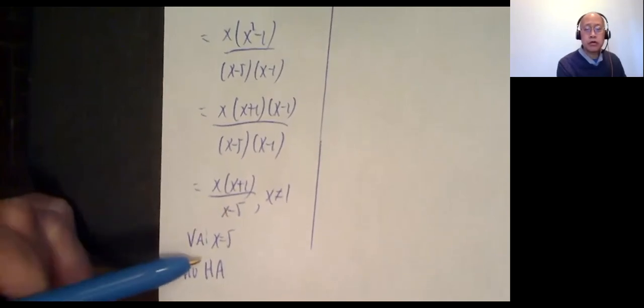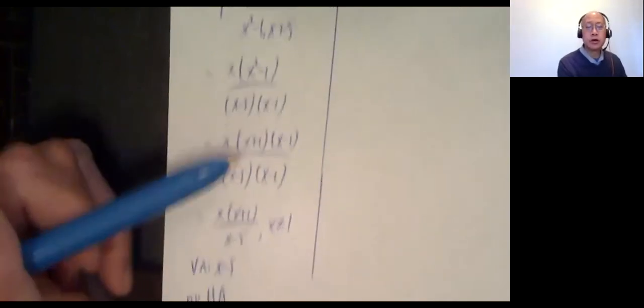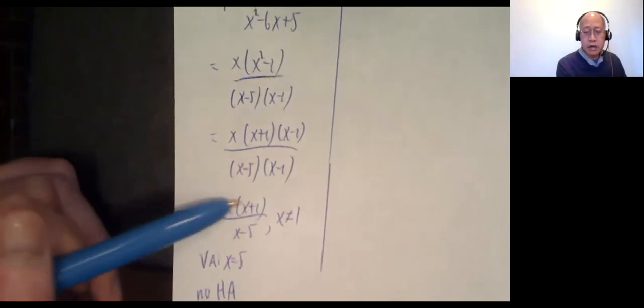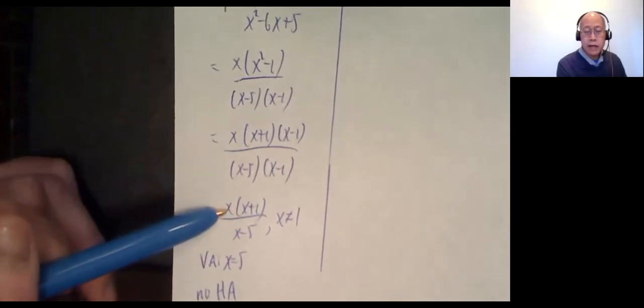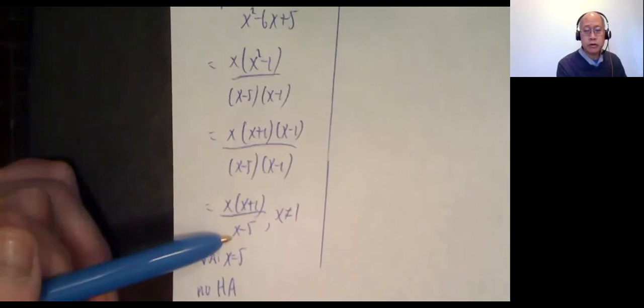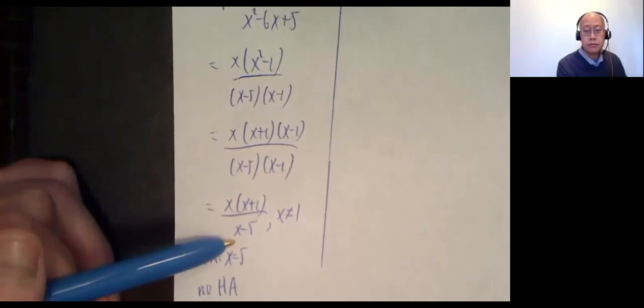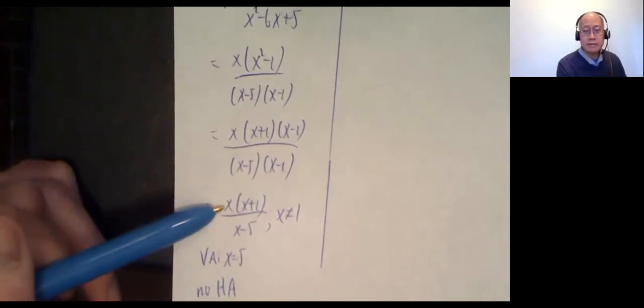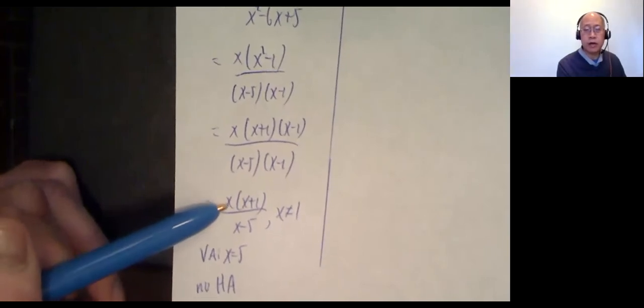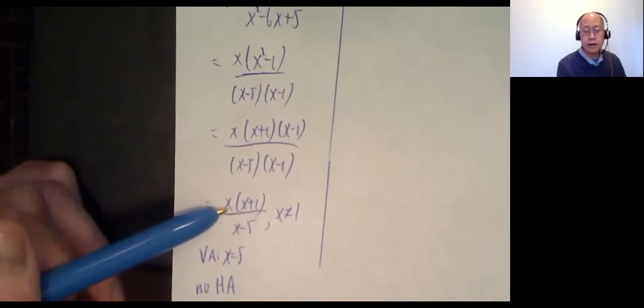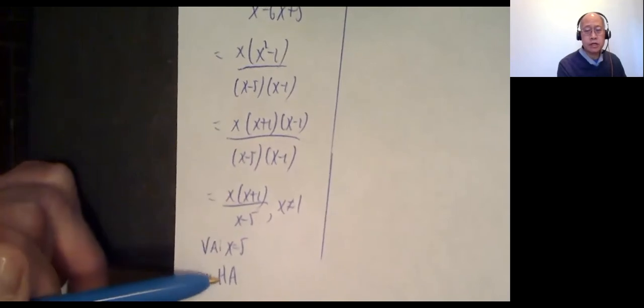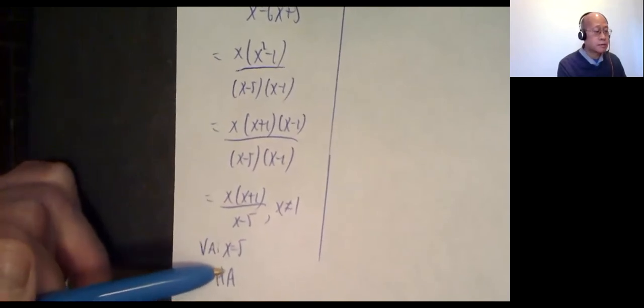Is there a horizontal asymptote? The answer is no, because now this is second degree, right? x squared plus x, second degree, over first degree. So for super big x, the top is going to win. We do not approach any one number. The expression is going to go to infinity. So that tells me there's no horizontal asymptote in this particular case.